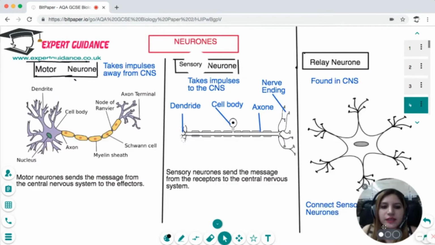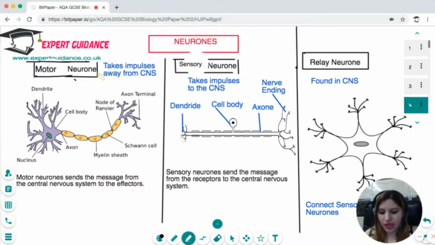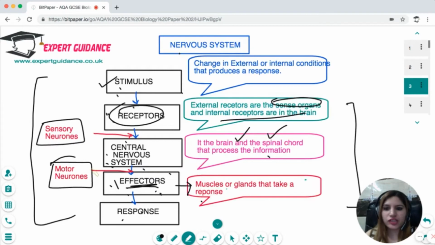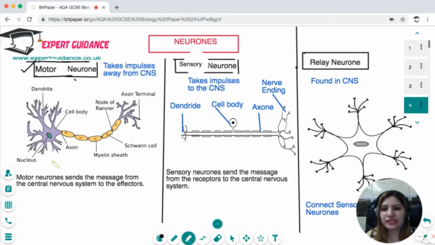Now let us look at the three types of neurons that we find in the nervous system. The first type is the motor neuron, which takes the impulses away from the CNS. So motor neurons send the message from the central nervous system to the effectors. And if you see this, it has a long dendrite. If you remember, we did this in cell biology. It's a special cell. It has a long dendrite that receives impulses, and they transmit them through the long axon. And then at the end, there's a nerve ending.